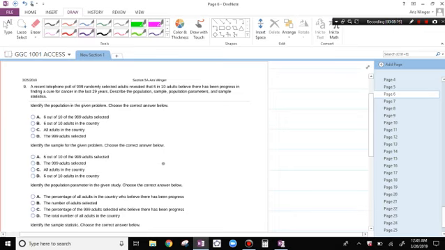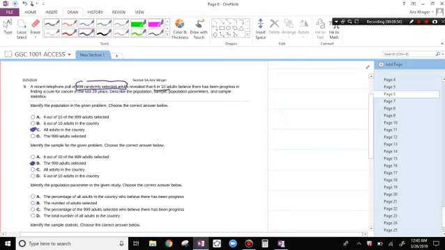A recent telephone poll of 999 randomly selected adults revealed that 6 in 10 adults believe that there's been progress in finding a cure for cancer in the last 29 years. Describe the population, the sample, the population parameter, and sample statistics. Identify the population of the given problem. So 999 randomly selected adults. So all adults in the country. Identify the sample for the given problem. The sample would be the 999 adults selected.